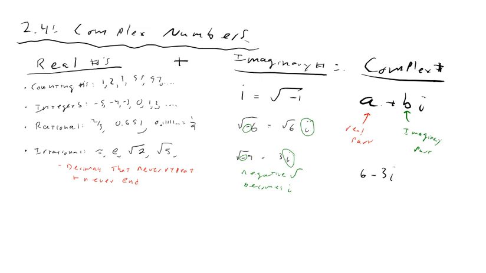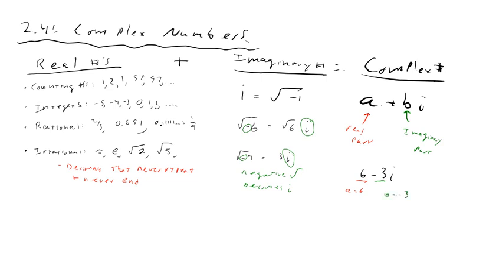All right, 6 minus 3i, for example, is a complex number. This, what looks like an equation, is one single number. 6 minus 3i is one number. It's one location, right? And we have our real part, which is 6, so a is 6. And we have our b part, our imaginary part here. The b is equal to negative 3.